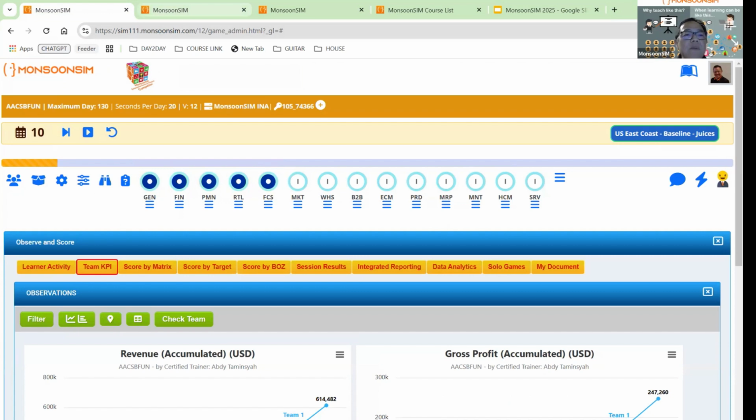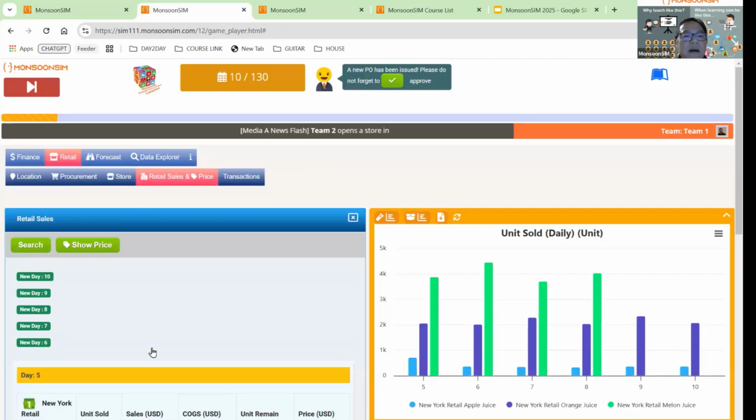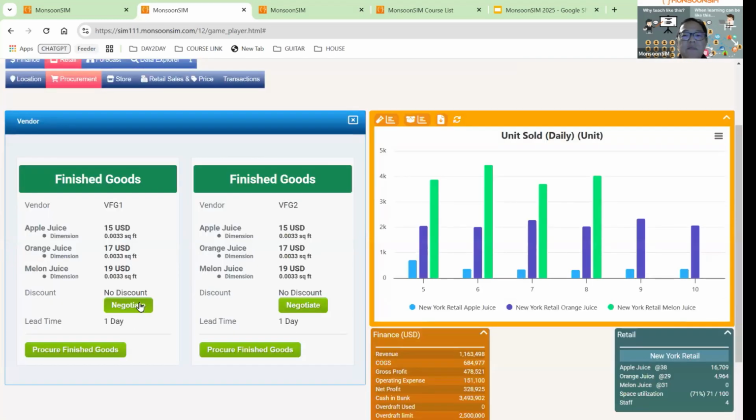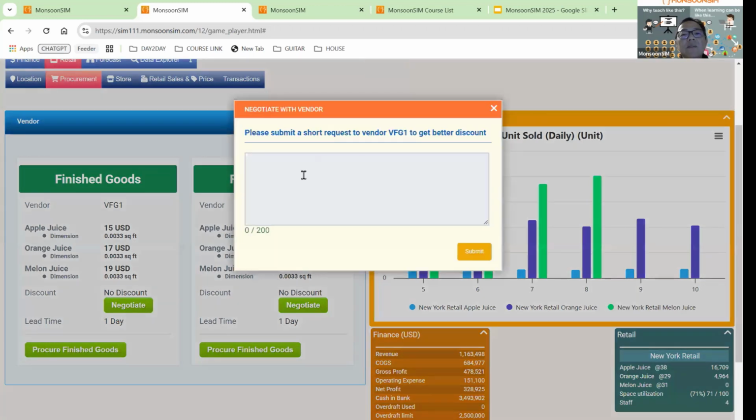Now here, if I go to the vendor, I can start negotiating for a discount. Again, notice that there's no discount given to you by the vendor. The vendor says, okay, thank you very much, but I'm not giving it. So now you have to negotiate for a discount. When you click this, you can say, okay, please give me a discount. It doesn't matter, you don't have to be perfect in English.